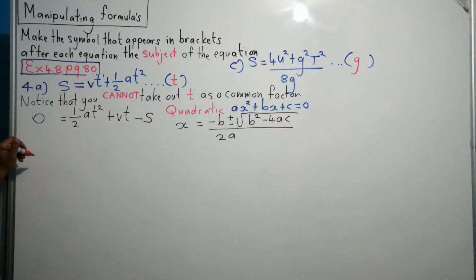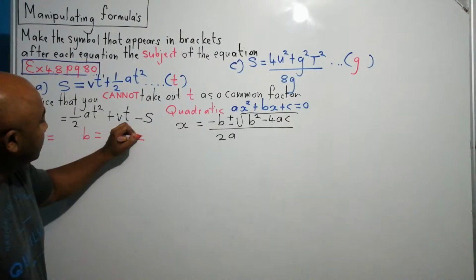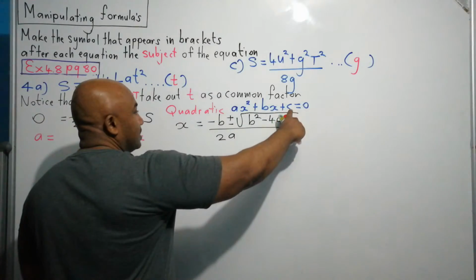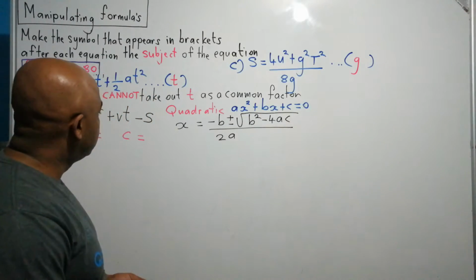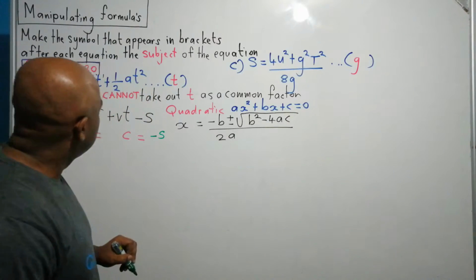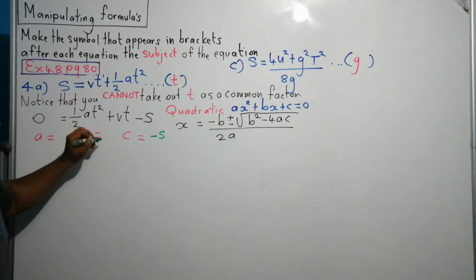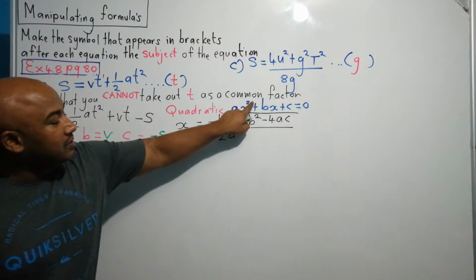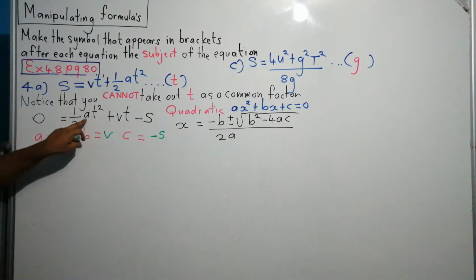So now our A, B, C, let's write them down. Let's start with C. C is the constant. Your constant is minus S. B is the coefficient of x, in other words, b is the coefficient of t there, which is just V. And then a is the coefficient of x squared, so here your a is the coefficient of t squared, so everything multiplied by t squared. So that will be half A.